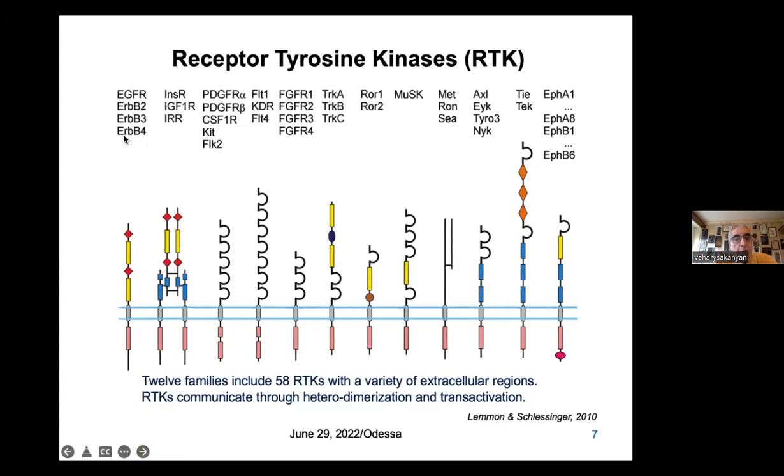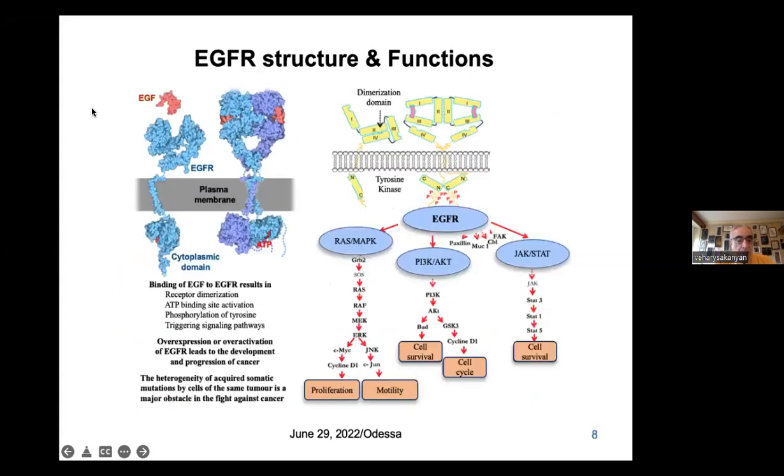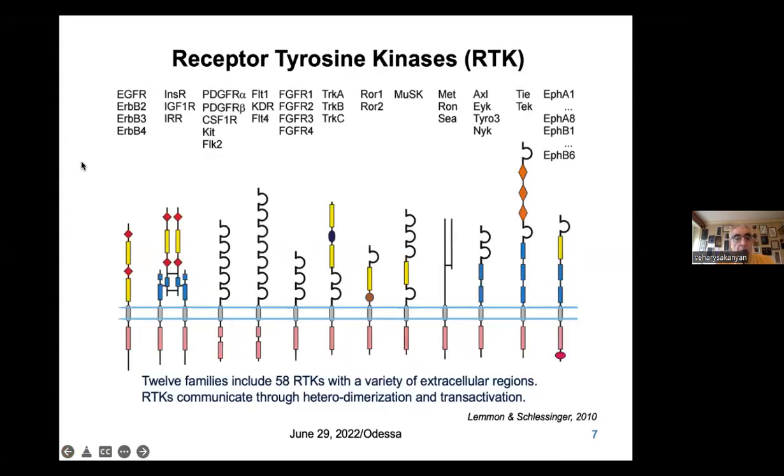We have 4 proteins, 4 receptors, the epidermal growth factor receptors 1, 2, 3, 4. And EGFR, which was the first one discovered among all of these receptor tyrosine kinases, with a Nobel Prize obtained by Stanley Cohen for this discovery, plays an important role in the development of cancer.